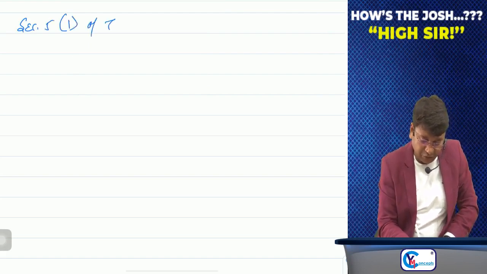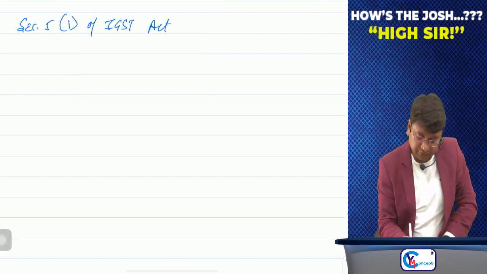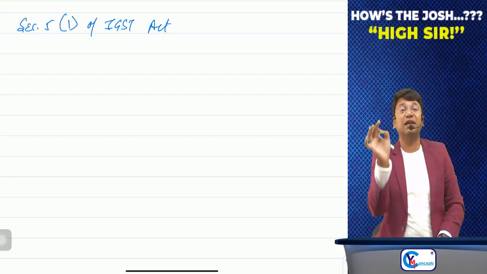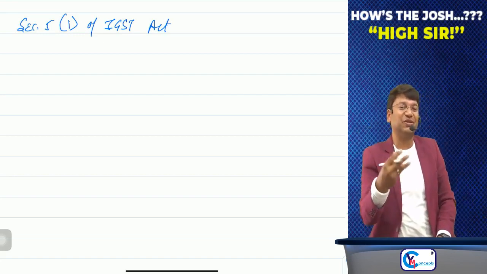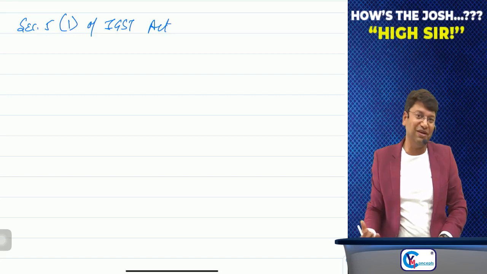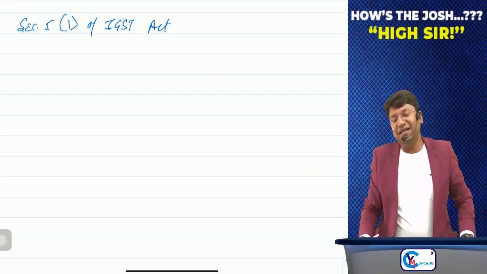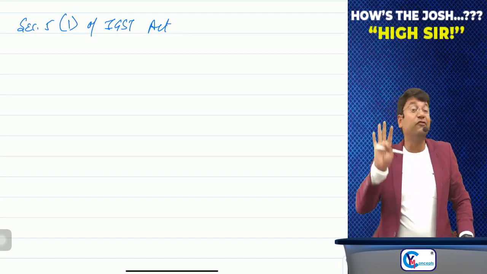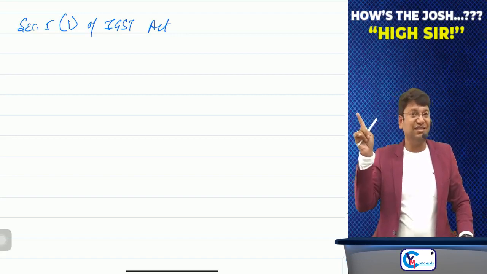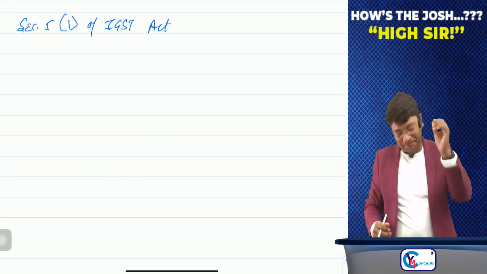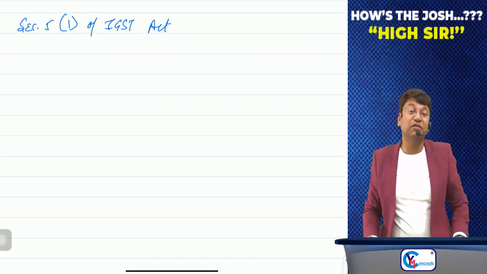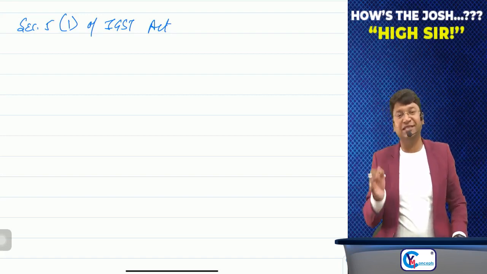Section number 5 subsection 1 of the IGST Act says that IGST will be levied on interstate supply of goods or services or both, except alcohol, liquor for human consumption, at the rate notified by the government on the recommendation of the GST Council, but not more than 40% of the value, because IGST is the sum total of C and S. Okay, sir, 40% of the value of such goods or services or both.